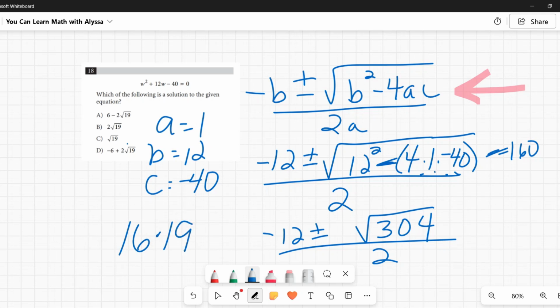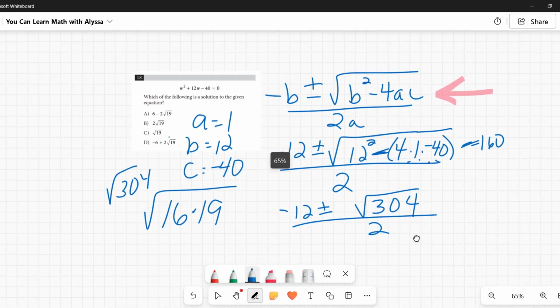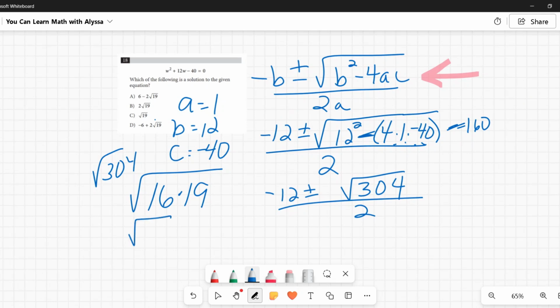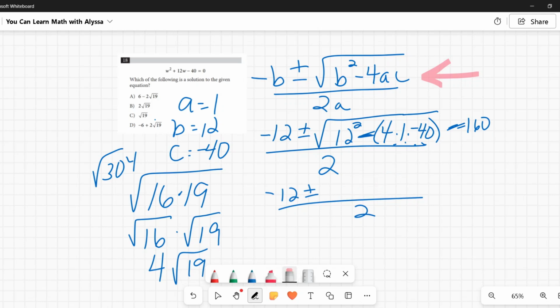So when I have a square root, I can simplify it. Since the square root of 304 is the square root of 16 times 19, I can split that up into the square root of 16 times the square root of 19. Square root of 16 is 4, so it is 4 square root of 19. Okay, so now I can put that in there, 4 square root of 19.